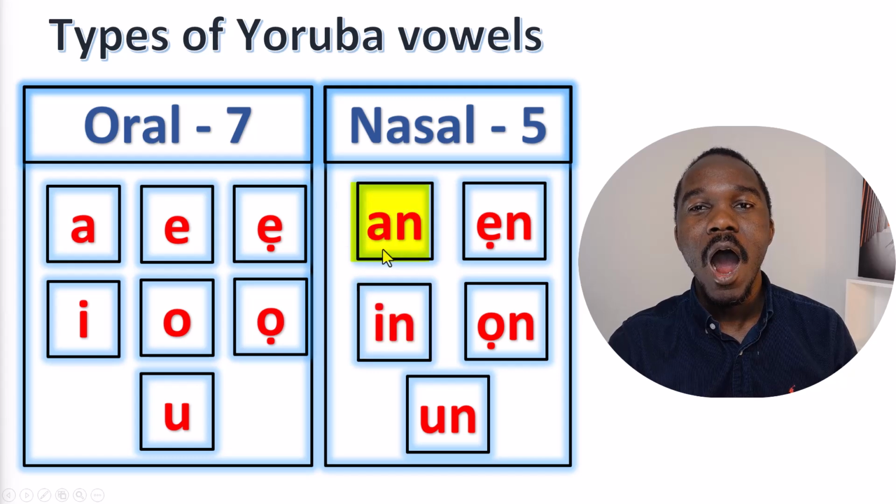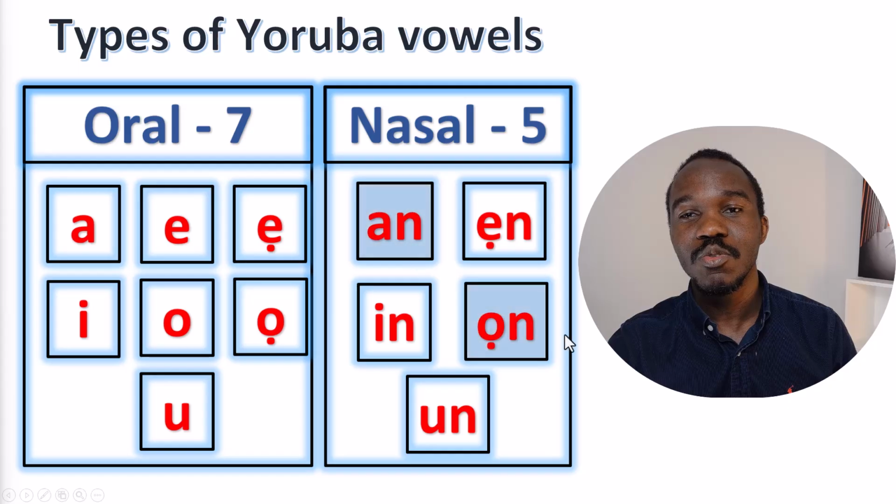Let's try it again. This one, the mouth is not wide open. And the final one, it's like jeun. Okay, we're going to look at some examples of them.